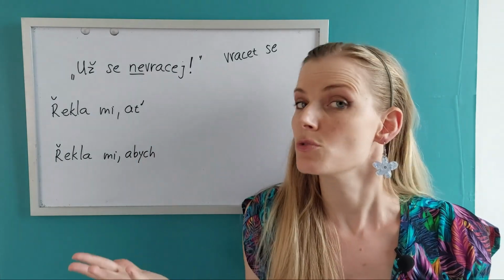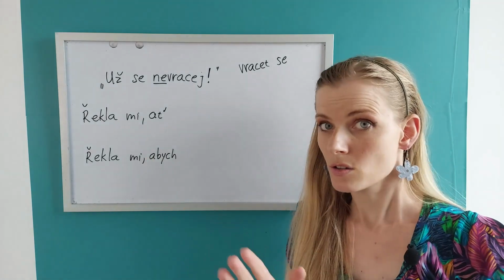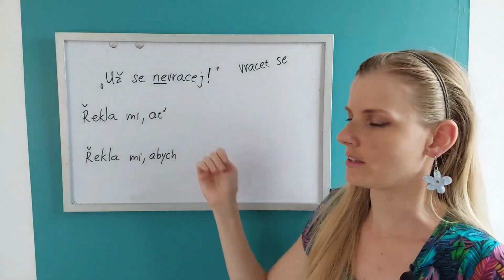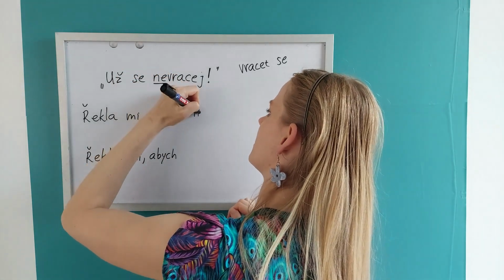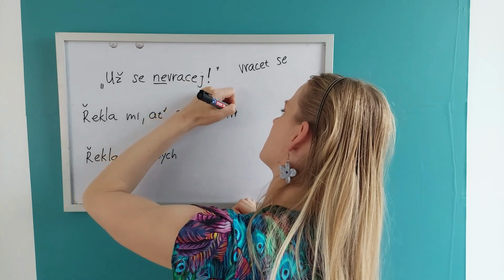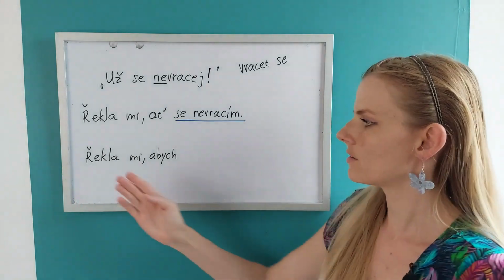She told me not to come back. Řekla mi, ať. Ať will be followed by the present tense. First we use se. Ať se nevracím. That would be the present tense. Ať se nevracím.